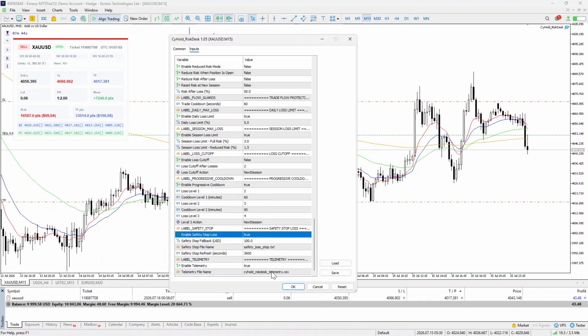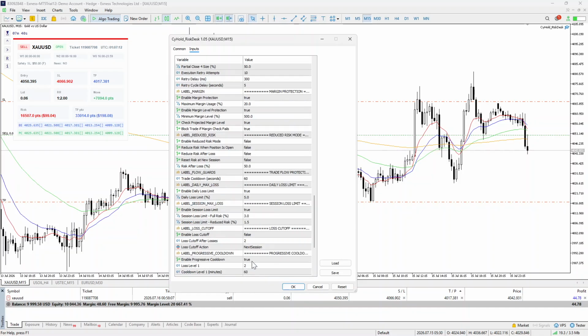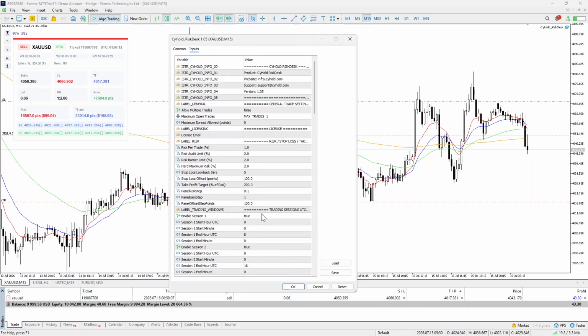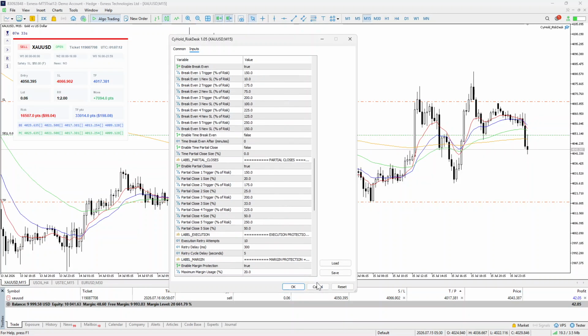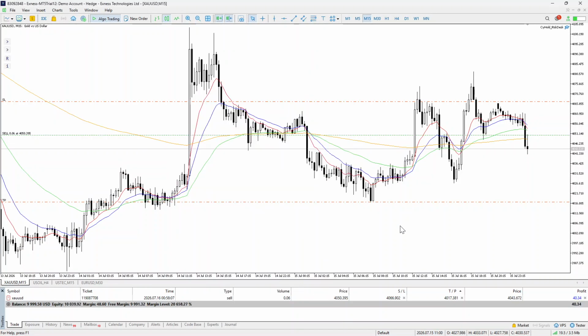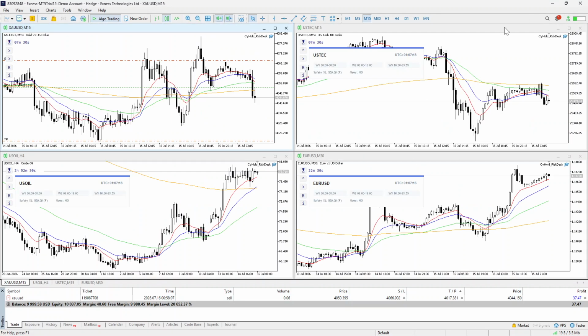Okay, and you have the telemetry. It's an Excel document where everything is written. So that was just a quick view of what you have here. Now let's see how it opens the trades.